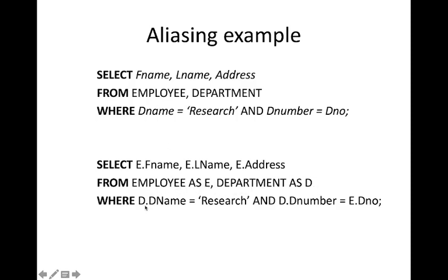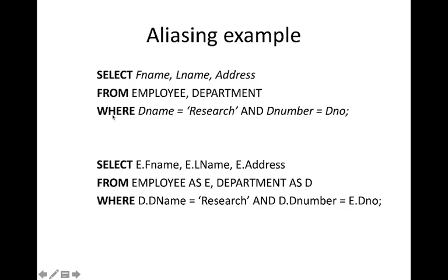Then we can use it like this: D dot D name equal to research, D dot D number, E dot F name, like that. Instead of writing employee dot F name, employee dot last name, we can simply write E dot like this. So if we want to do that, we can do this aliasing. This is known as aliasing. We can give other names for these relations using this as: employee as and department as.